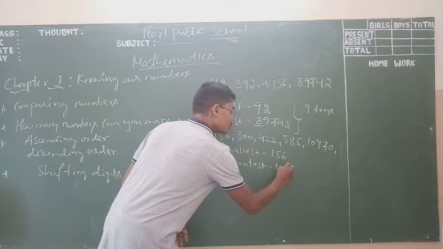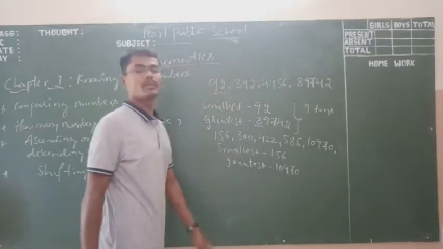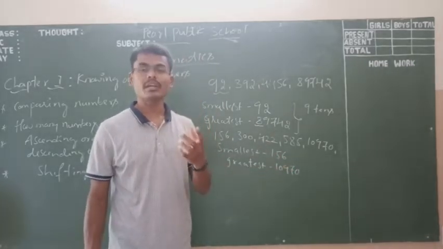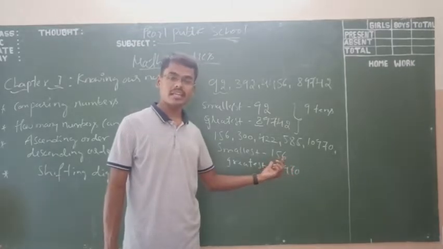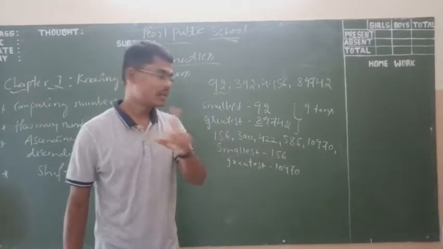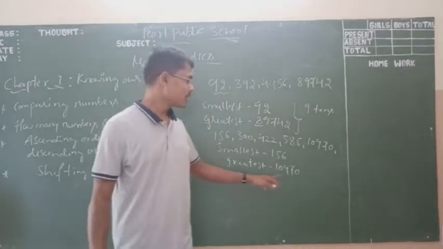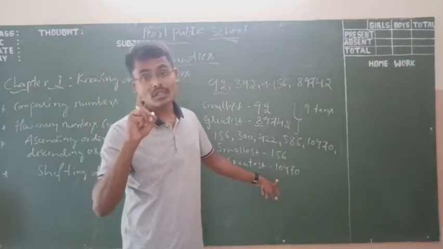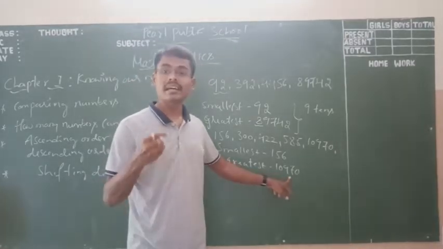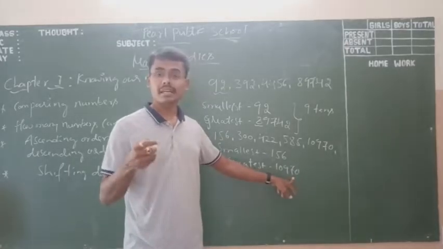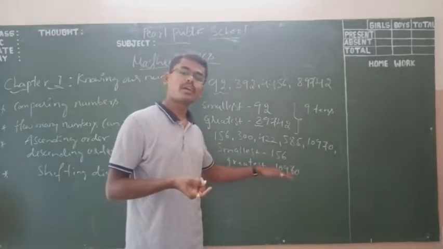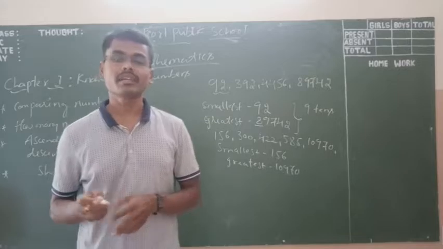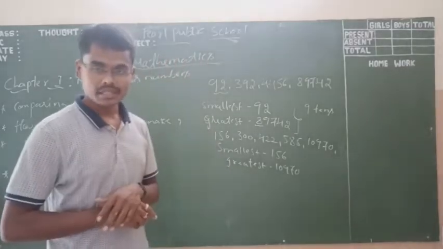And the greatest is 10,970, because right here we can see only the hundreds position, nothing but the third digit contains only hundreds. When we come to the greatest number here, the 5th digit consists of 1 ten-thousand, then 9 hundreds, then 7 tens. This is a 5-digit number and the smallest is a 3-digit number. Like that, we are going to identify the smallest and the greatest numbers.